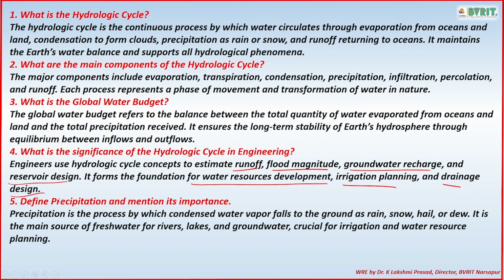Define precipitation and mention its importance. Precipitation is the process by which condensed water vapor falls to the ground as rain, snow, hail, or dew. It is the main source of fresh water for rivers, lakes, and groundwater, and it is very crucial for irrigation and water resources planning.